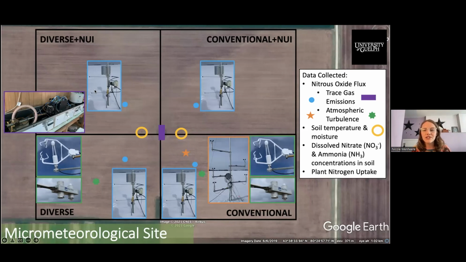To characterize the turbulence in the atmosphere, we also have a cup tower in orange, and we have sonic anemometers, one in each plot with different surface roughnesses, and pyranometers and pyrgeometers to measure the incoming and outgoing radiation. We also measure soil temperature and moisture in the yellowish circle there, where we have hygrometers and thermocouples buried at two known depths. We have other thermocouples and hygrometers buried deeper. We also collect soil samples for dissolved nitrate and ammonia concentrations and plant samples for plant nitrogen uptake.